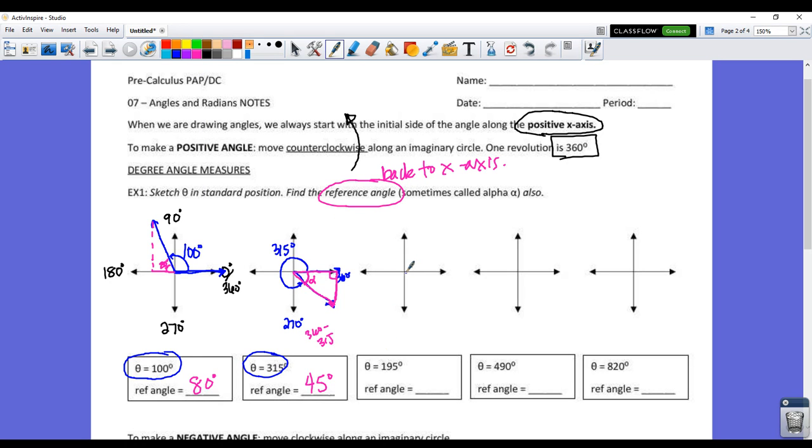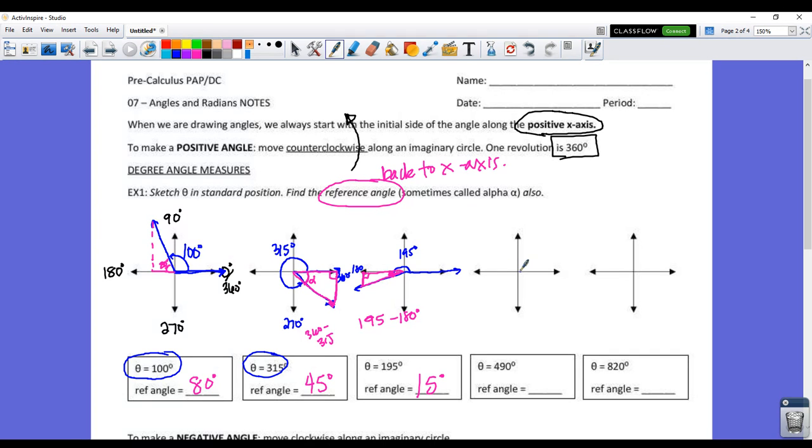195 degrees. This is 0. This much is 180 to get exactly halfway. So 195 is a little bit more than 180. The reference angle that's going to take us back to the x-axis in this case is 195 minus 180, because we want this angle right here. It's a little bit past 180, so we subtract, and we get a 15-degree reference angle.